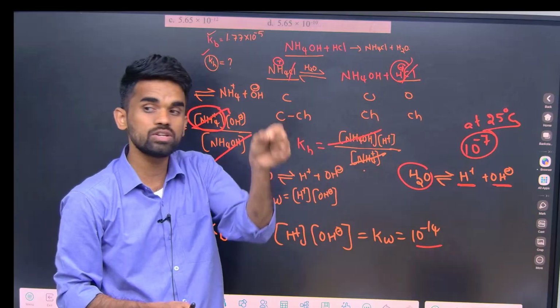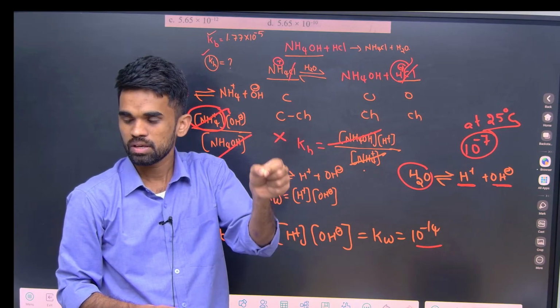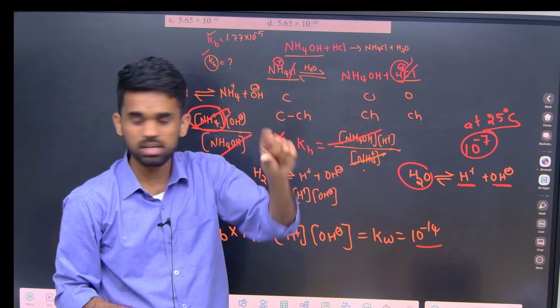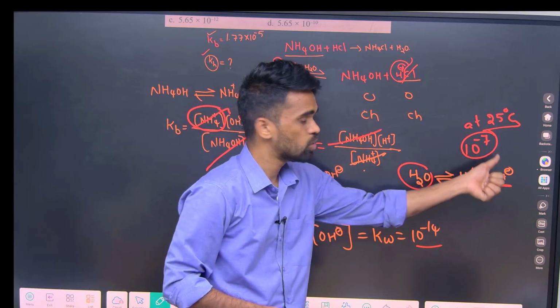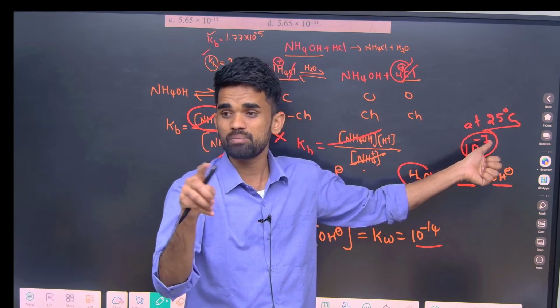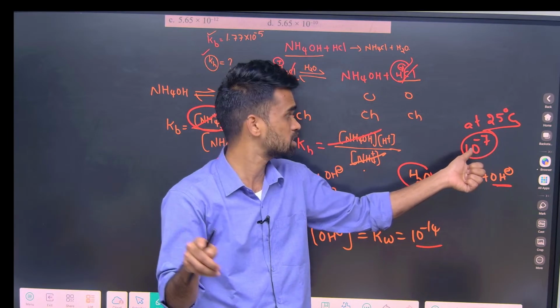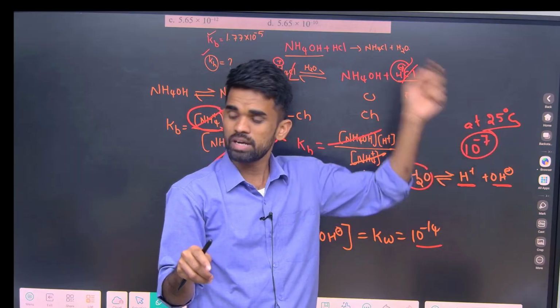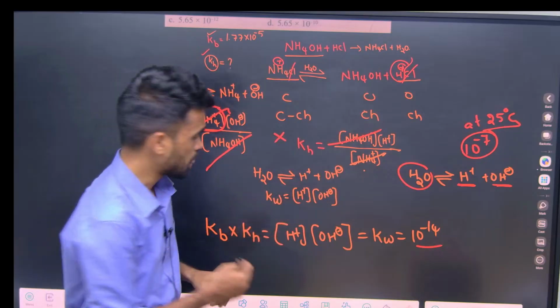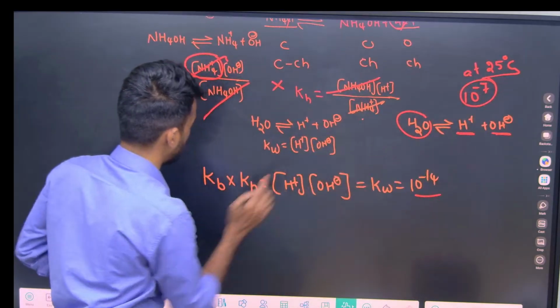And what is the neutral point you are seeing at 25 degrees on the pH scale? 7 you are saying neutral, because the H plus ion and OH minus ion concentrations are both 10 power minus 7. So both of them are equal, so the midpoint is 7. That's why it is neutral. Okay, so up to here it is clear.